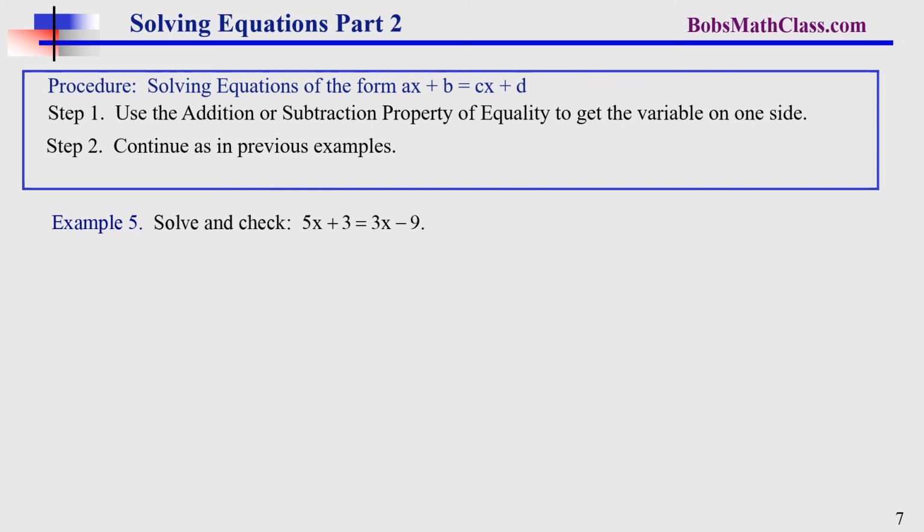Okay, so we're going to make it a little bit more complicated this time. We're going to be solving equations of the form ax plus b equals cx plus d. You can see what the issue is. We have x's on both sides. So here's our first step. We're going to use the addition or subtraction property of equality to get the variable on one side. So that's our first step. We do not want x on both sides. We only want x on one side.